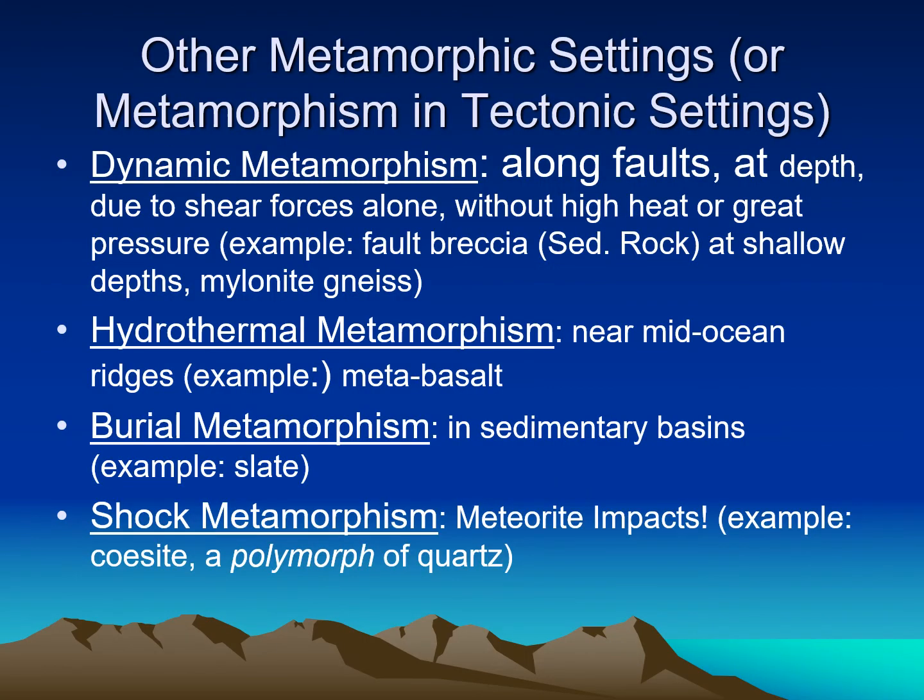All right, these are some of our other metamorphic settings that we don't really have time for, except for the last bullet there. I do want you to write down the last bullet. Shock metamorphism. This is really cool. So we say that generally metamorphism is occurring in the lower portions of the crust. That's where metamorphic rocks are forming. But there is a really cool exception that occurs at the surface, and that is shock metamorphism, and that is only occurring when you have meteorite impacts.